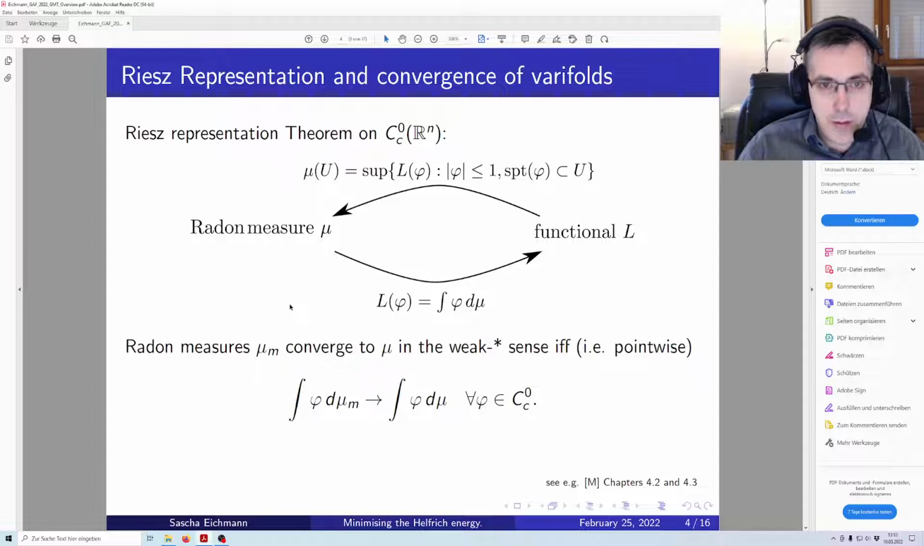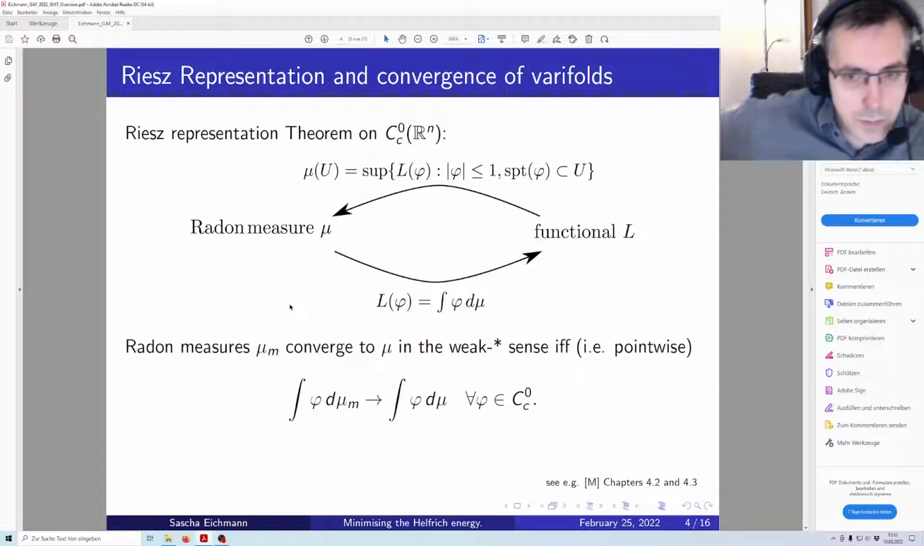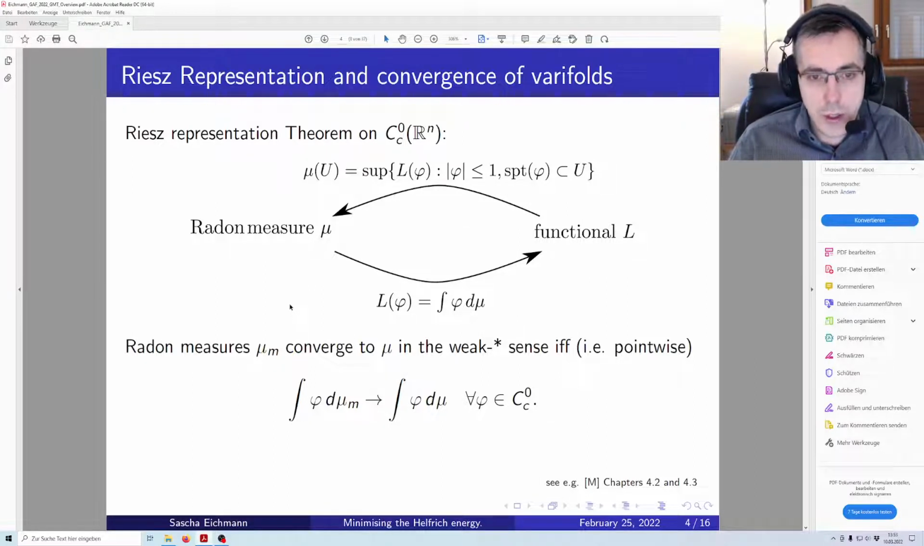And this now opens up the possibility for a convergence definition. What we're doing is we are defining the convergence of Radon measures as pointwise convergence of our linear functionals L, which correspond to our Radon measures. So if we write this down, what does it mean?